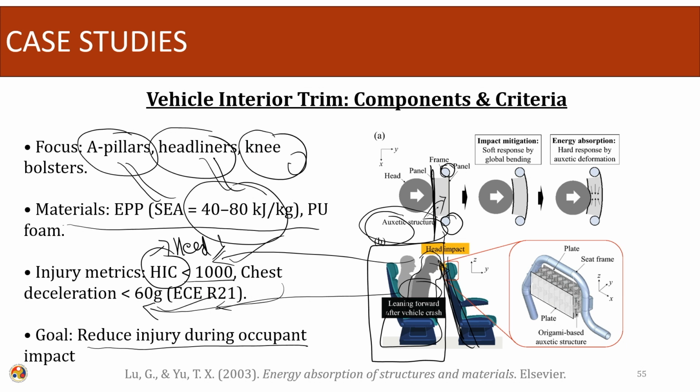So, what happens during an impact? Impact mitigation is governed by the soft response of the global bending. When the impact occurs, there will be a global deformation of the entire system, so that the total energy is dissipated by the entire system. A large area is engaged in dissipating this impact, so that the net effect of the impact is mitigated. After that, there is a hard response. Here comes our auxetic deformation.